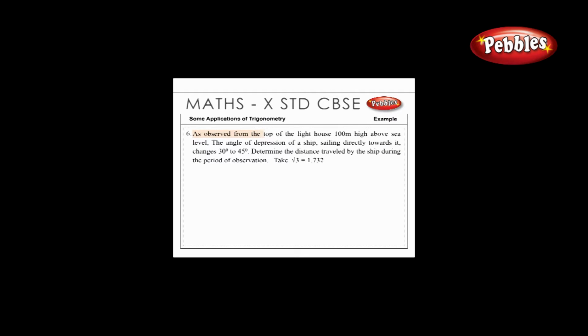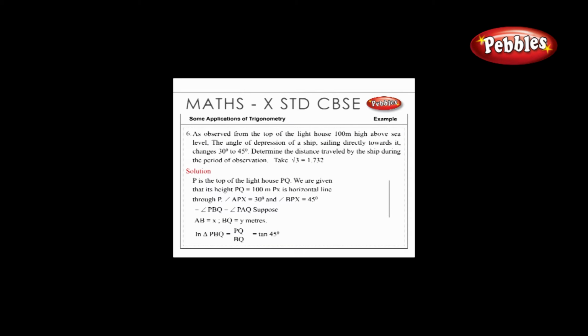As observed from the top of the lighthouse 100 meter high above the sea level, the angle of depression of a ship sailing directly towards it changes from 30 degree to 45 degree. Determine the distance travelled by the ship during the period of observation. Solution. P is the top of the lighthouse PQ. We are given that its height PQ is equal to 100 meter.